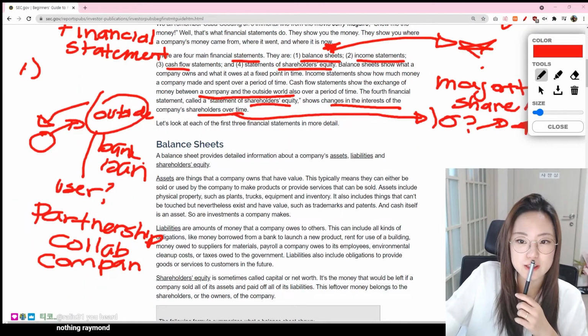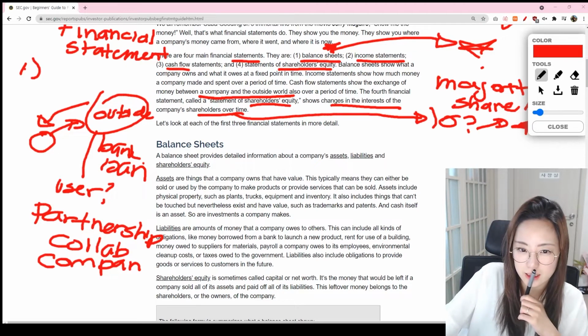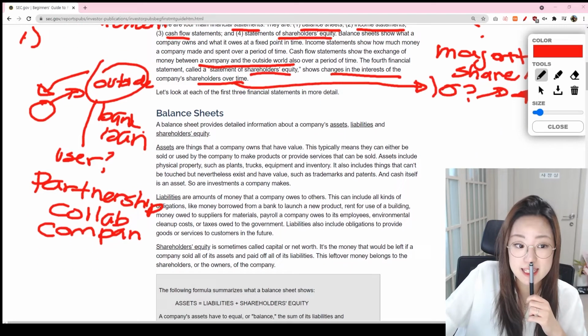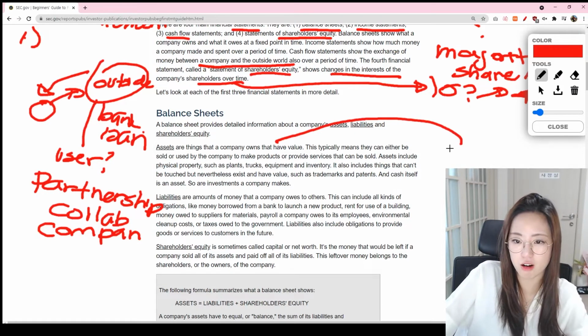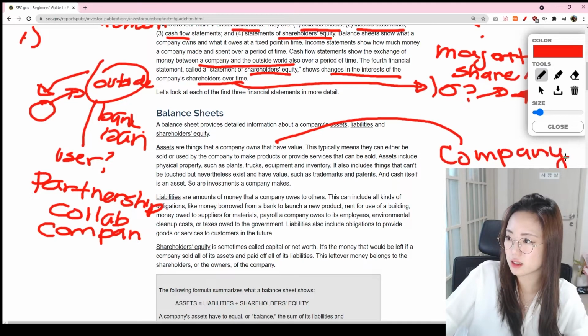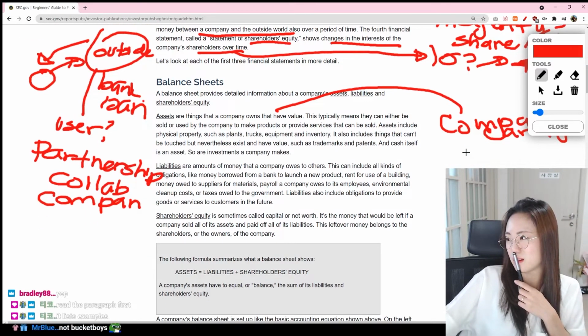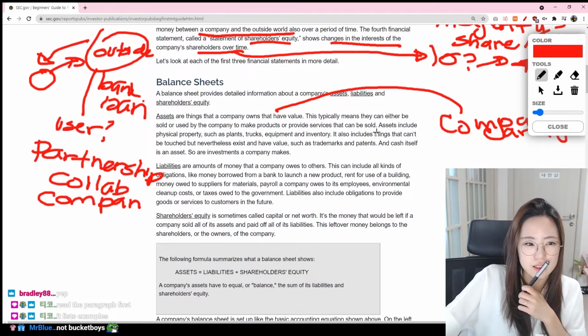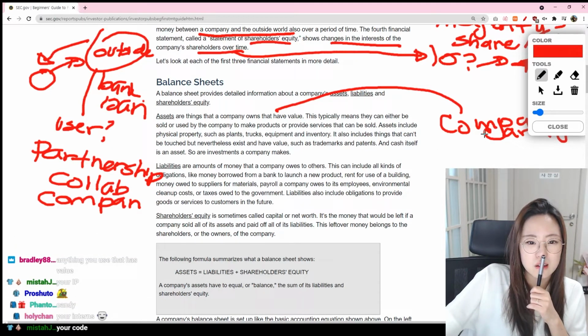Okay. Well, let's talk about balance sheets, guys. A balance sheet provides detailed information about a company's assets, liabilities, and shareholder equity. This is why I hated econ class. Assets are things that a company owns that have value. A company car would be considered an asset, right? Assets include physical property such as plants, trucks, equipment, and inventory. It also includes things that can't be touched, such as trademarks and patents. And cash itself is an asset.